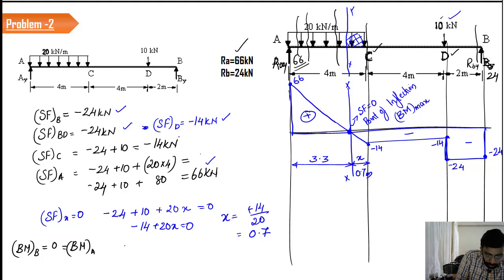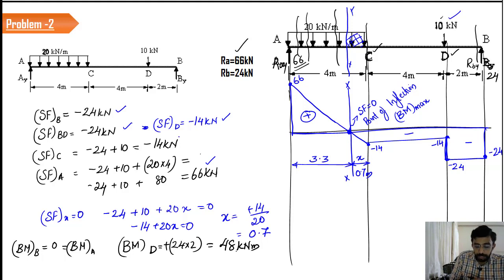So let us calculate the bending moment at D. That is very easy. 24 into 2. That is going to give a sagging effect, so positive. The value is 48 kilonewton meter.